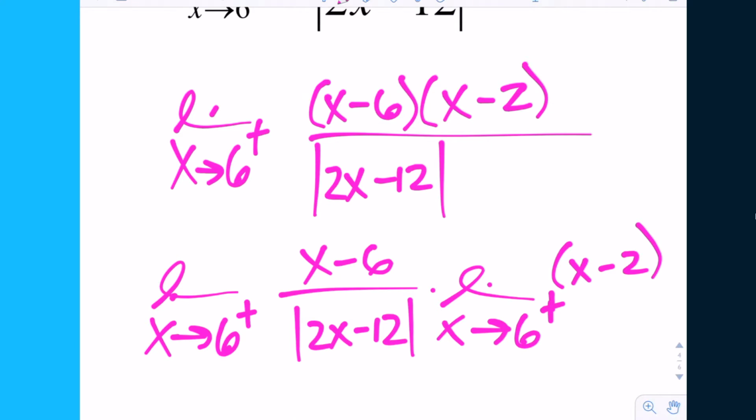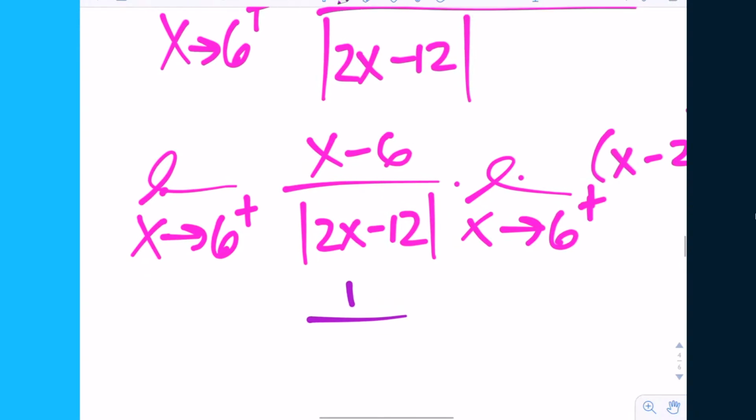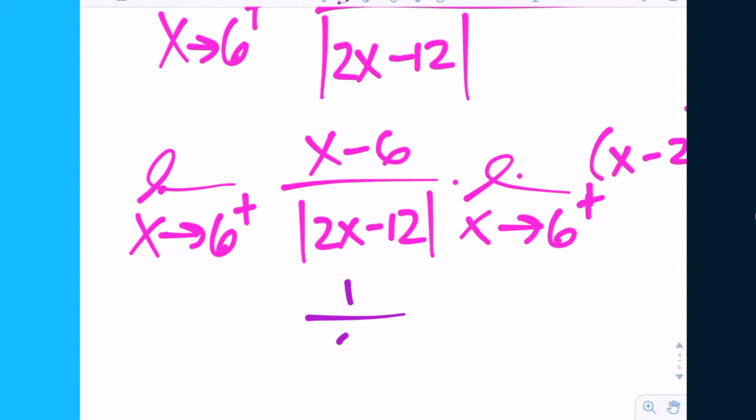Okay, so let's look at the first factor. Linear over linear, that's the 0 over 0. That's jump man. We're approaching from the right of 6, so we could choose what? 7, 8, 108, whatever. I'll choose a 7. 7 minus 6, 1. And 7 times 2 is 14 minus 12, 2. And the absolute value of 2 is 2.